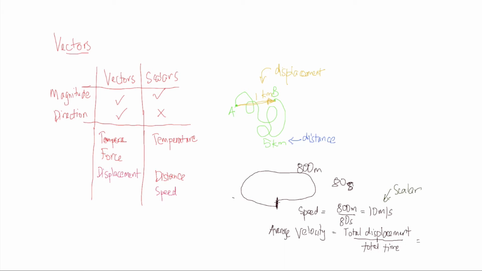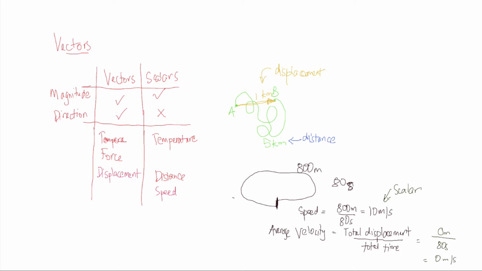If I started here and went around and ended up in the same place, what would my displacement be? Well, remember, for a vector, all that matters is where you started and where you ended. Since I started here and ended at the same place, to someone who wasn't looking at what I was doing in between those 2 points, they would think that I didn't go anywhere. So my displacement is 0 meters because I started and ended on the same point, while the time would still be 80 seconds. And in this case, my average velocity is 0 meters per second.